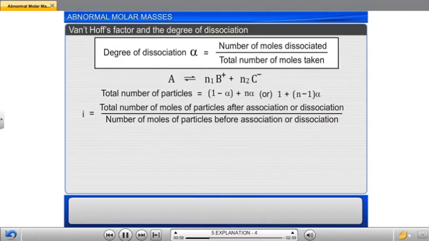Substituting the values of the number of particles in the relation, i is equal to total number of moles of particles after association or dissociation divided by number of moles of particles before association or dissociation, we get i is equal to 1 plus (n minus 1) alpha divided by 1. On rearranging, we get alpha is equal to (i minus 1) divided by (n minus 1). Knowing the value of i from the colligative property measurements, the degree of dissociation alpha can be calculated.